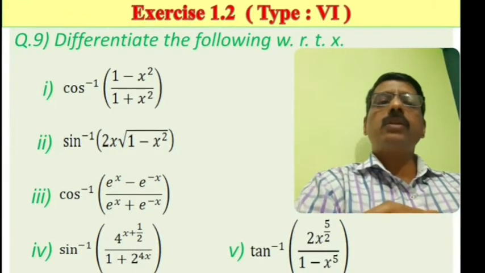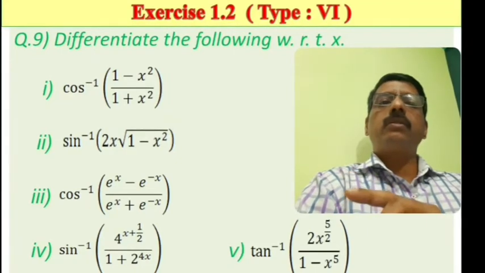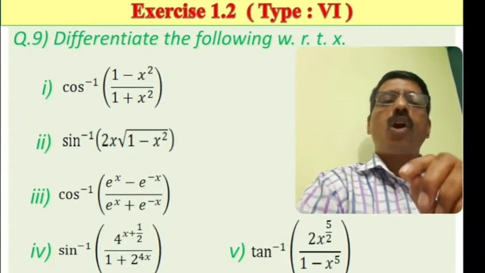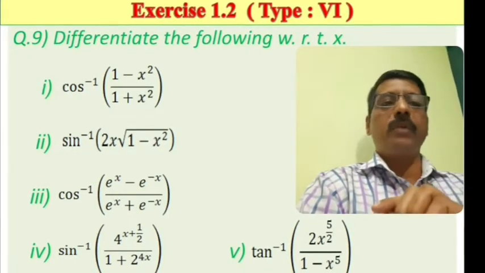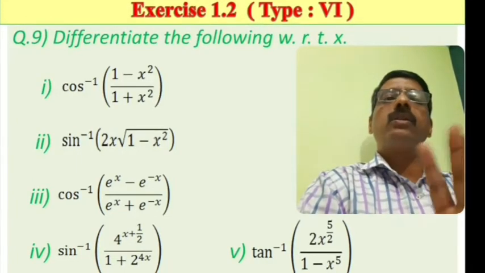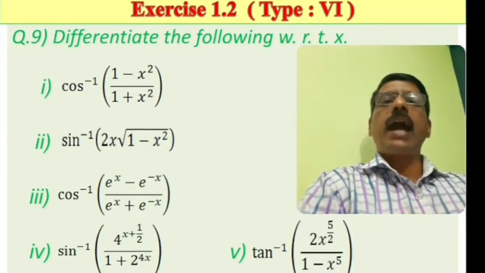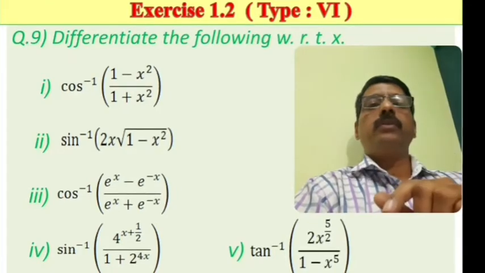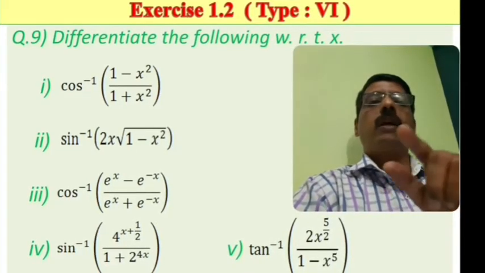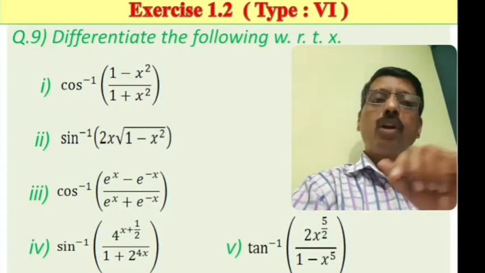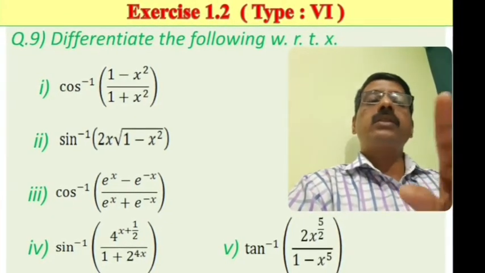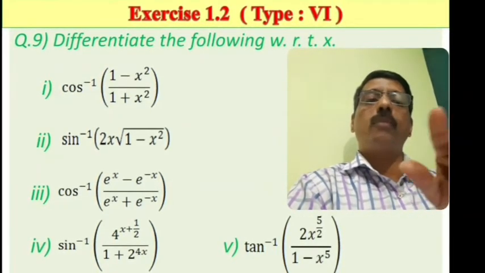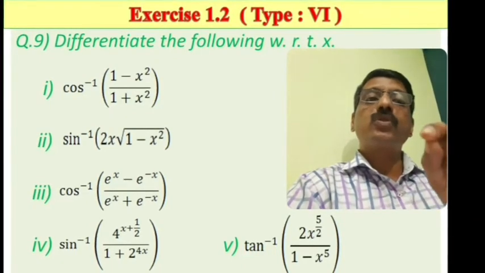Because in the last 2 types, that is type number 4 and 5, the given inverse function had f of x in the form of a trigonometric function. Then we had to apply only the formulas of trigonometry and convert to the inverse trigonometric function. But in this type, the given inverse function has f of x which is not in the form of a trigonometric function, and therefore in the 6th type and 7th type, we have to convert the given f of x into a trigonometric function by the substitution method.